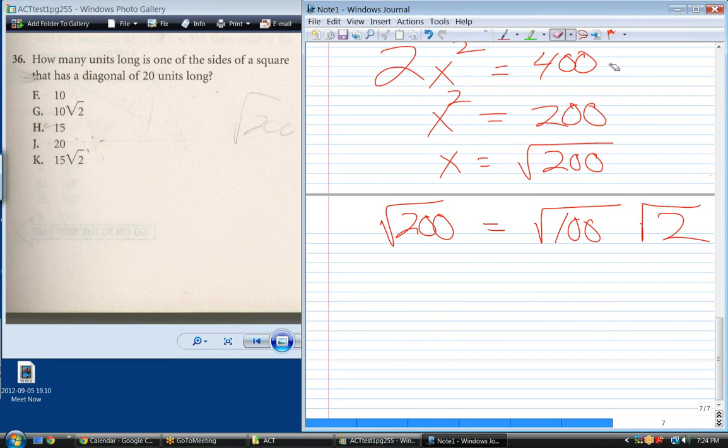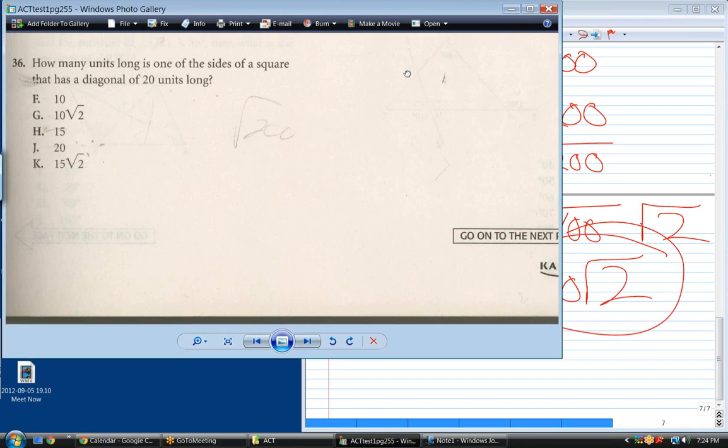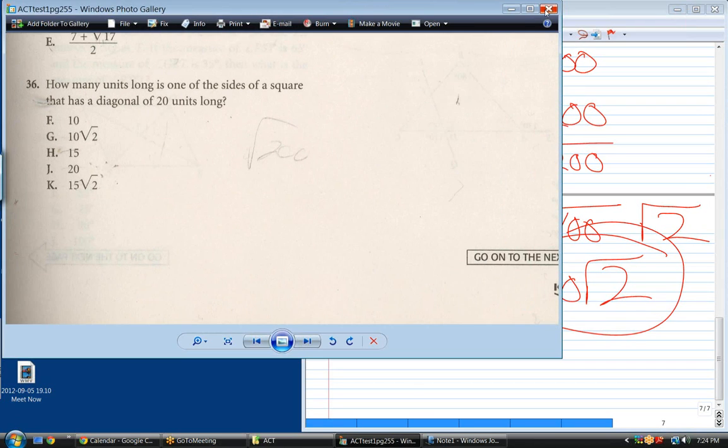What's the square root of 100? 10. There's my answer. Notice that by doing it without a calculator, I actually get the answer that's shown. They really kind of want you to do this without a calculator. And that's why their answers are exact answers. 10 square root of 2 is an exact answer as opposed to 14.14, which is actually an approximate answer that's been rounded off. All right, let's go to the next page.